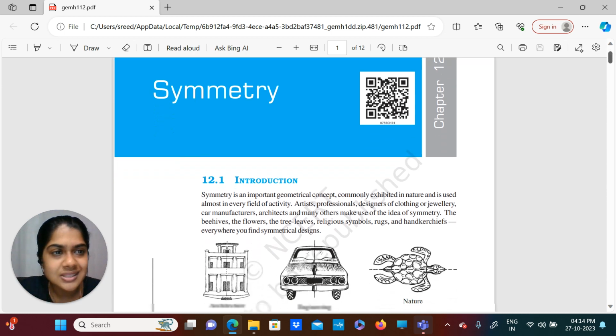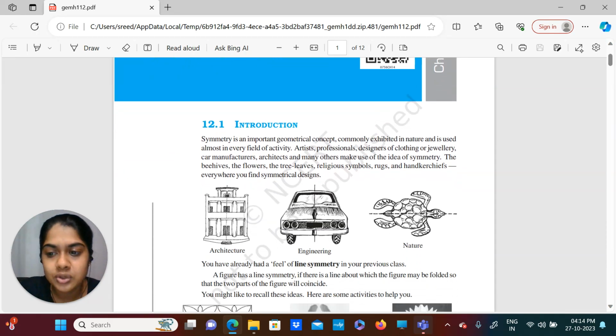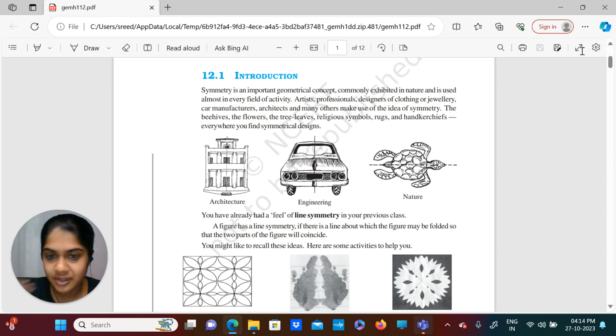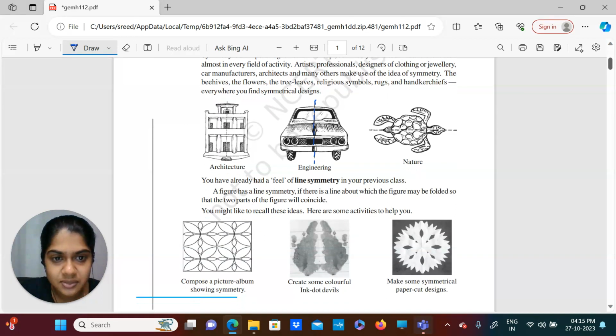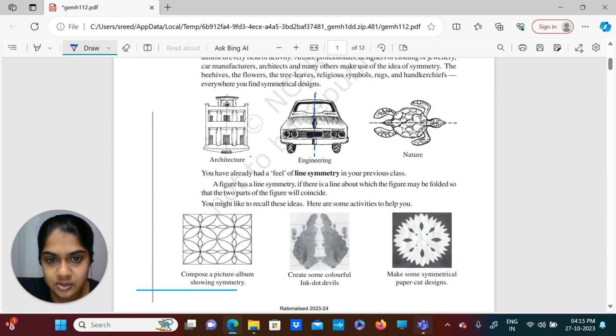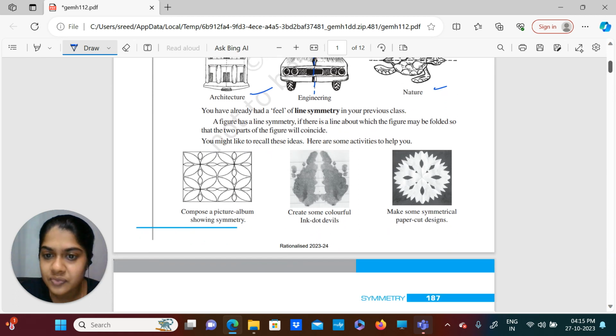What is symmetry? You have already been learning symmetry since 4th grade. An object is said to be symmetric when there is a line of symmetry. When the figure can be divided into two identical halves by using a line, then we can say that object will exhibit symmetry. Look at this car, this building, this tortoise. All are exhibiting symmetry.